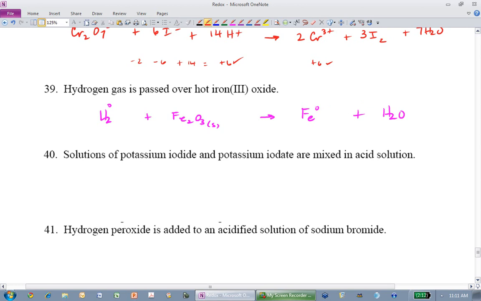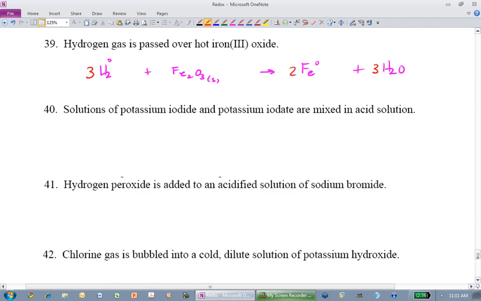All right, let's balance this. What do we got going on? I need 2 of these. O's are troublesome. I need 3. But I can fix that by putting a 3 there. And I think I got it. It's neutral on both sides, but I got to balance by atoms. So 6 H's, 6 H's, 3 O's, 3 O's, 2 Fe's, 2 Fe's. We're good. So think about who was oxidized and who was reduced.